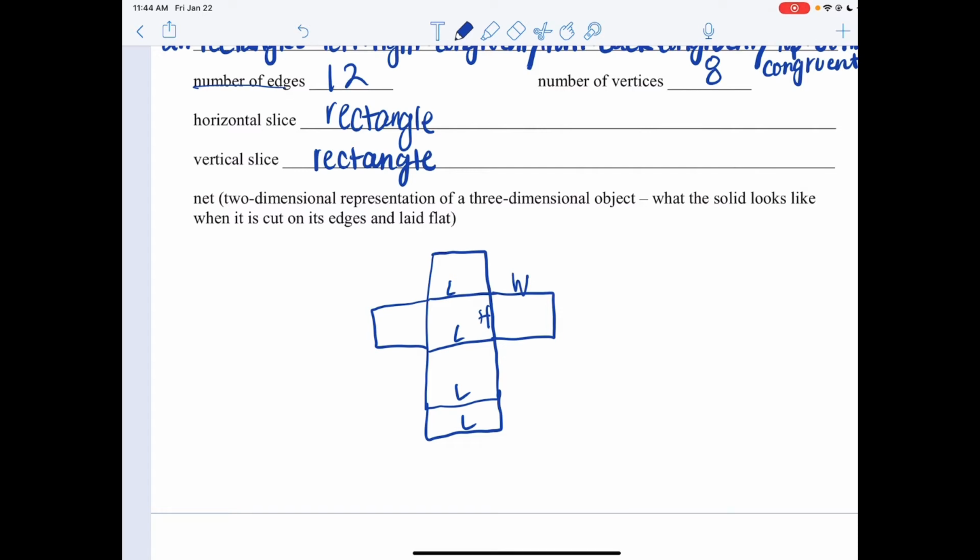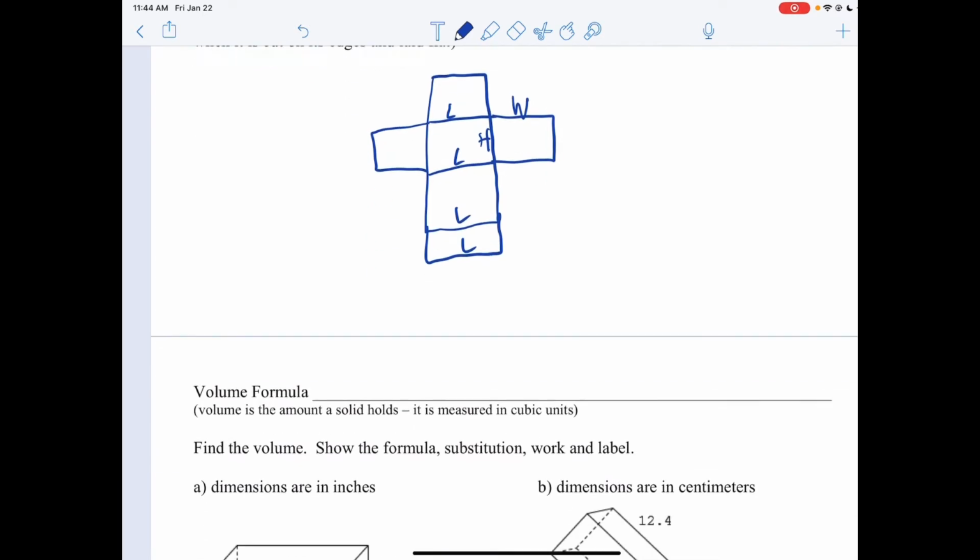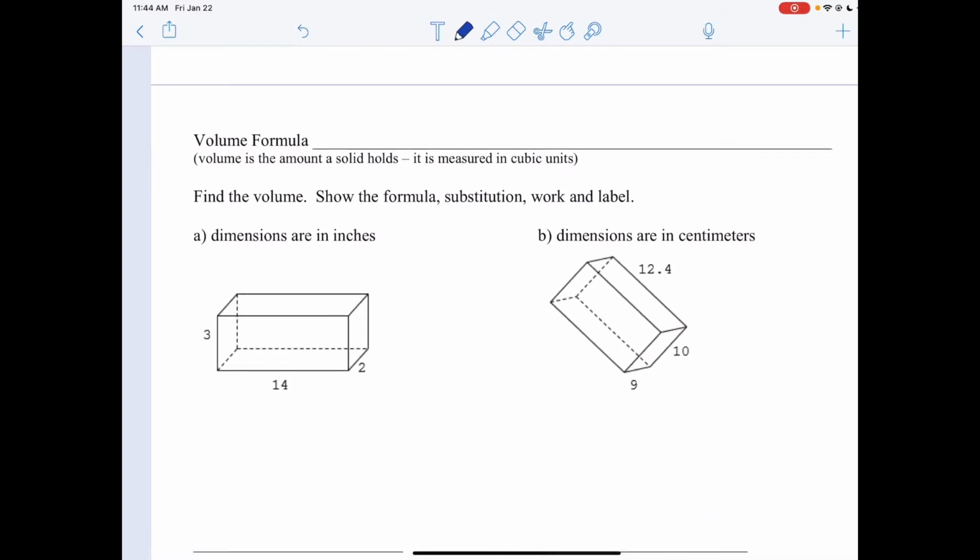Now what we're going to go ahead and do is start solving for volume. So I have the volume formula, which is V equals length times width times height. It's important for us to start, not necessarily memorizing, but identifying which equation or formula goes with what three-dimensional shape. Now we're taking the same steps, so you want to make sure that you are showing your formula, substitution, your label, and all your work.